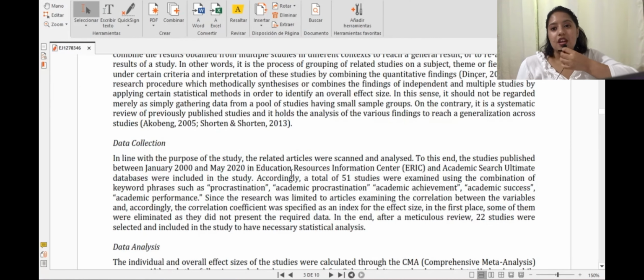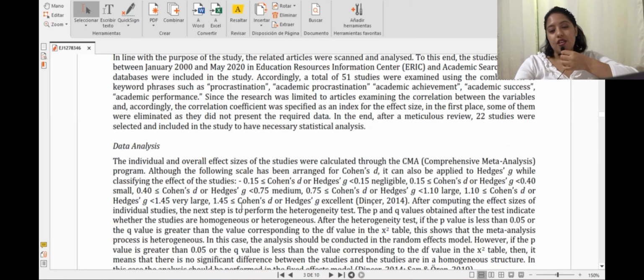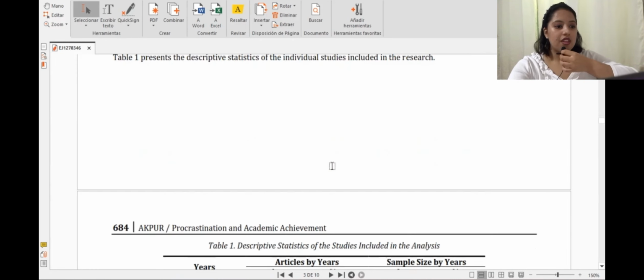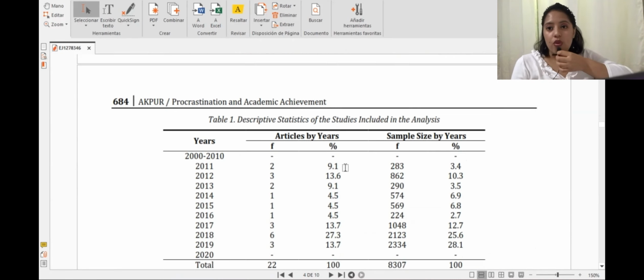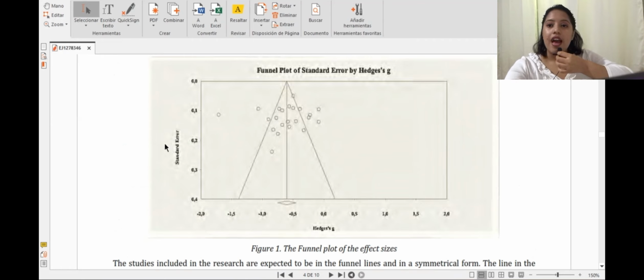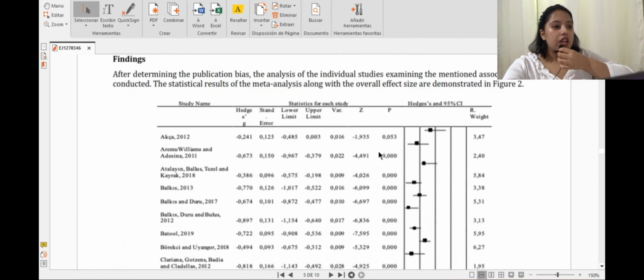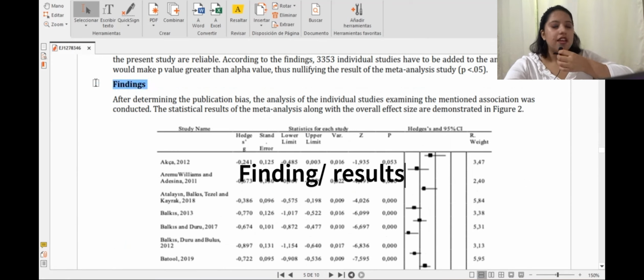Now, to do an investigation, we need to collect data. So here is the data collection from the author. Also a little analysis that is shown through tables, through graphics. Here we have a graphic. Here's another table. And the findings.